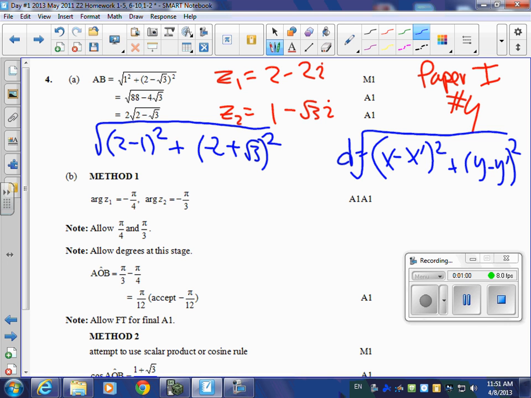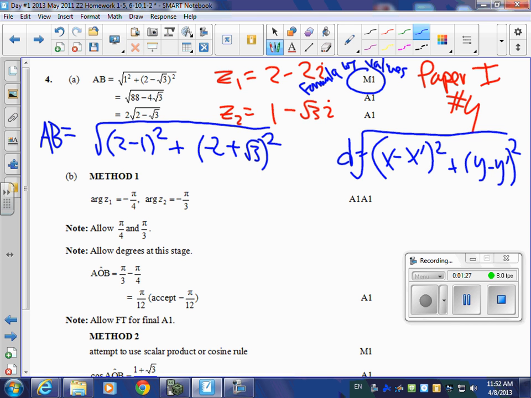So for the marking scheme, they want you to find that distance AB using the distance formula. And I like to say it this way: formula with values plugged in. That's usually worth a mark. So find your formula, plug the values in, that's worth a mark. No simplifying, no algebra, that gets you 1 mark.